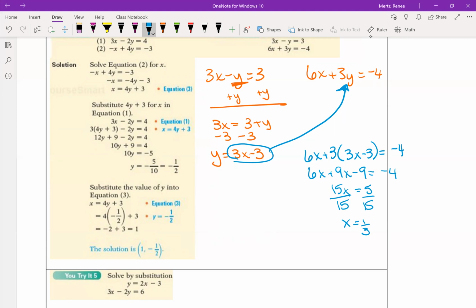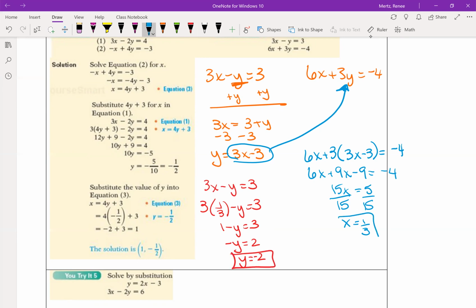Take that answer, pick an original equation to plug it into, solve for y. So you can either pick 3x minus y equals 3 or 6x plus 3y equals -4. So I'll go to the top one, 3x minus y equals 3. So 3 times 1/3 minus y equals 3. That becomes a 1. Negative y equals 2. y equals negative 2.